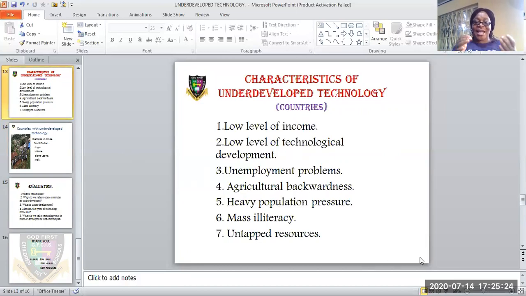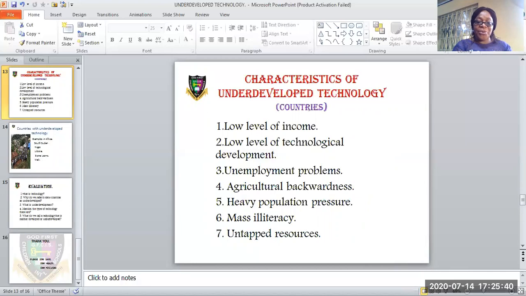Low level of technological development. It's almost as if they are not interested. But of course they are interested. But the ability to be scientifically inclined is not there.